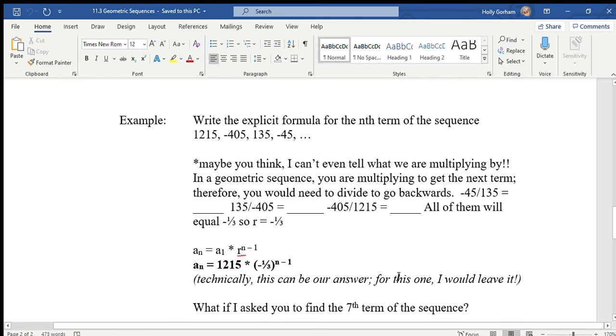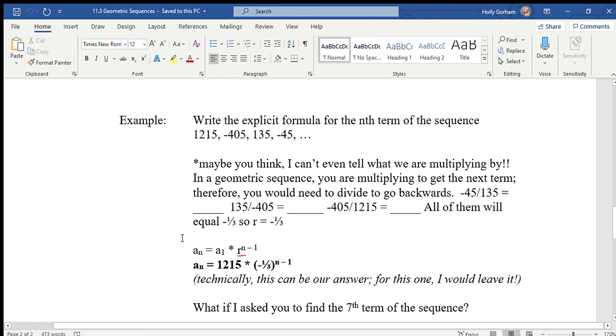Another example, it says write the explicit formula for the nth term of the sequence. Now, you may say, I can't even tell with these numbers what we'd be multiplying by. So what you can do in a geometric sequence is, since you're multiplying to go forward in the sequence, division is what you could do to go backwards. So if you divide -45 by 135, 135 by -405, -405 by 1215, all of those are going to reduce down to a fraction of -1/3, and that is your r value.